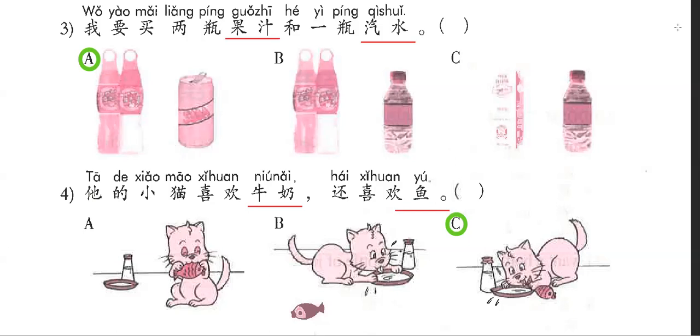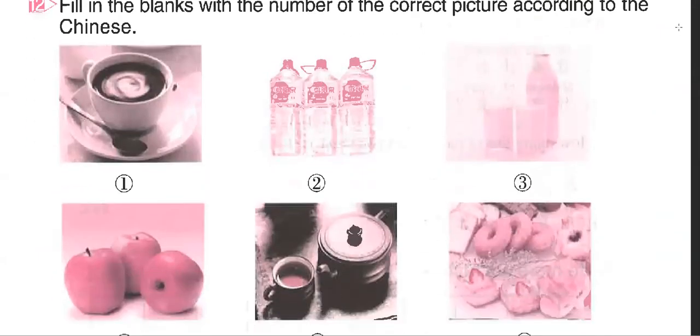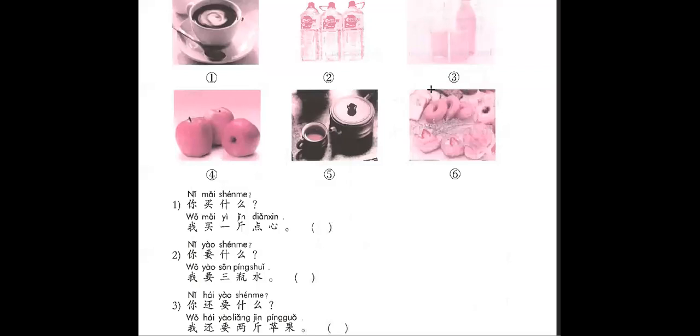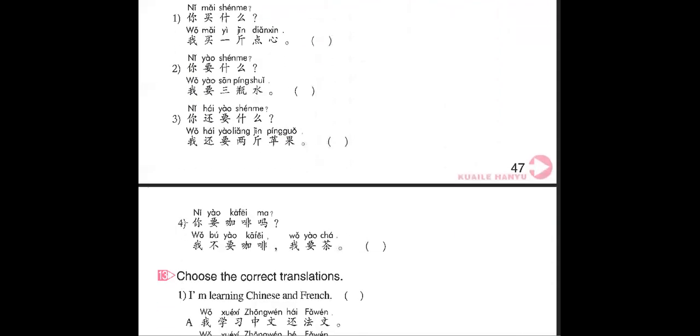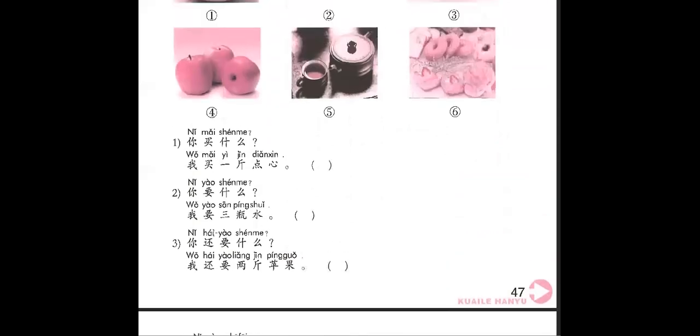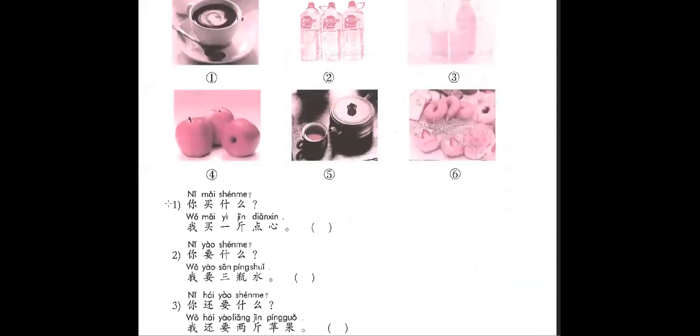We're going to continue with activity number 12. Fill in the blanks with the number of the correct picture according to the Chinese. We have 6 pictures, but very important, we have sentences, dialogues 1, 2, 3, and 4 on the next page. So here we have these pictures. I'm going to complete 1, 2, and 3 first, and then we will continue with 4.